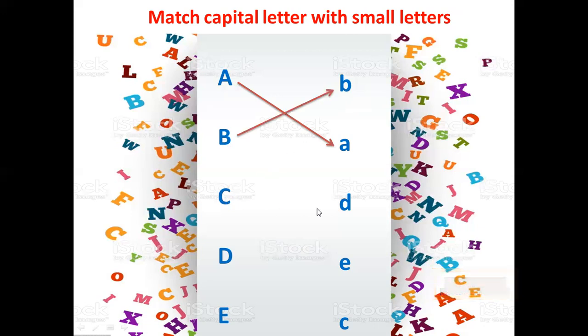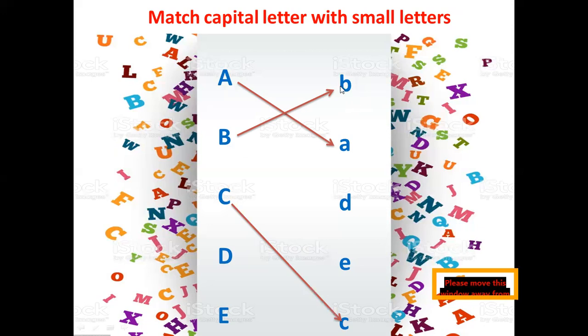Now search for the small c. This one, no. This one, no. This one, yes. So match it like this. Now D. This is the capital letter D, and find the small letter d.